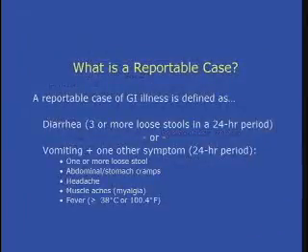What is a reportable case? A reportable case of GI illness, according to the Vessel Sanitation Program, is defined as diarrhea, 3 or more loose stools in a 24-hour period, or vomiting plus one other symptom, including 1 or more loose stool in a 24-hour period, abdominal or stomach cramps, headache, muscle aches or myalgia, and fever defined as a temperature of greater than 38 degrees C or 100.4 degrees F. Any case meeting this description should be reported to the Vessel Sanitation Program through the surveillance system.